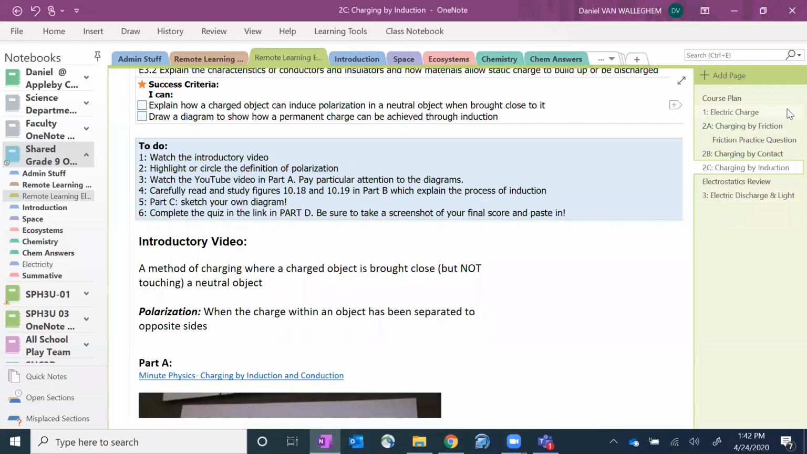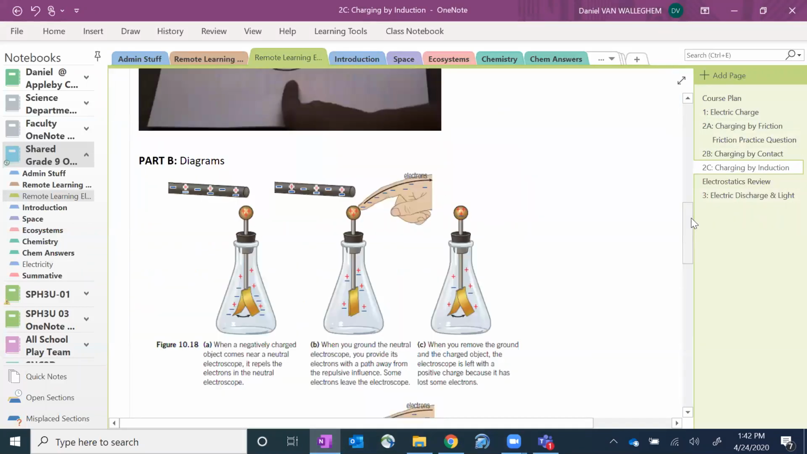So charging by induction, we bring a charged object close, but not touching another object. That induces a temporary charge. And while you polarize it, you come along and you ground it, or in this case, you touch it with your finger. That's going to cause electrons to, in this case, leave the electroscope.